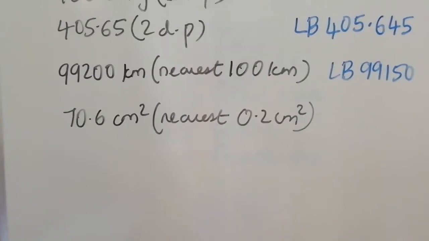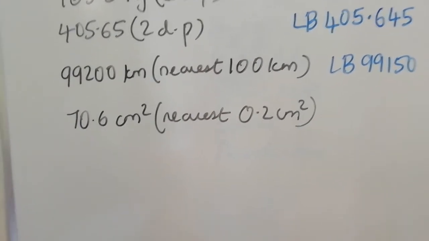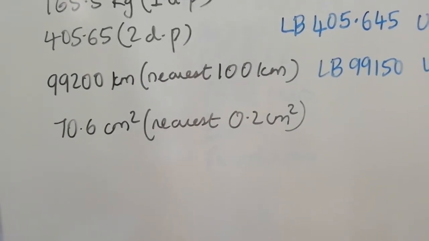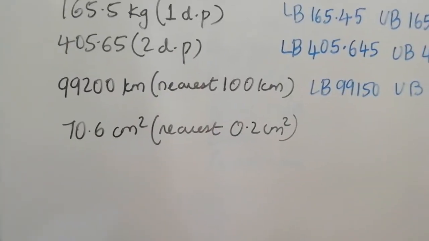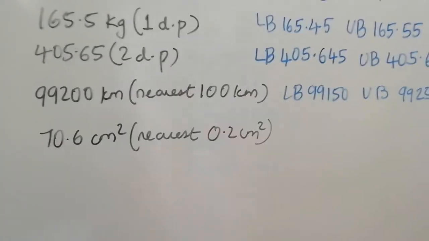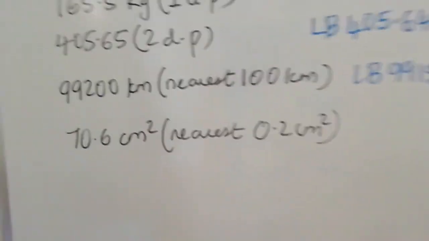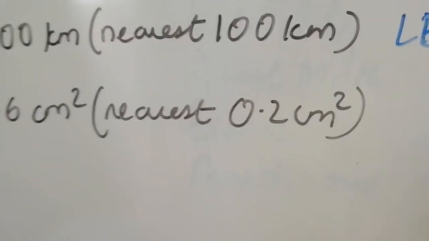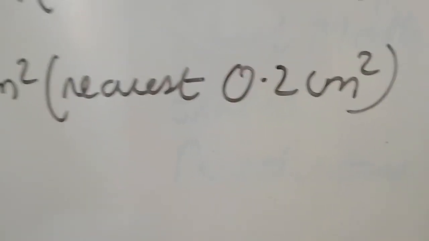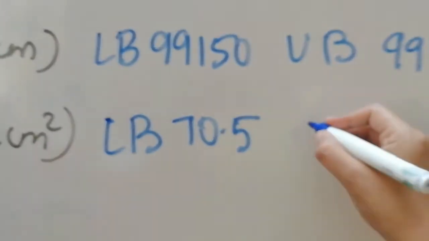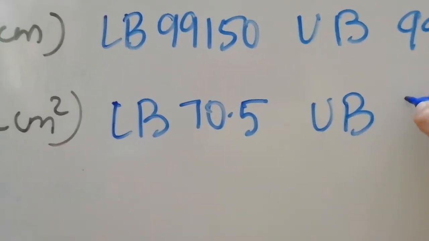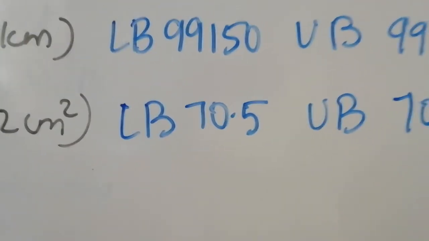Similarly, 70.6 centimeters squared, nearest 0.2 centimeters squared. Whenever nearest comes, you will split it into 2 parts, that is 0.1 for lower bound and 0.1 for upper bound. So your lower bound will be 70.5 because it is minus 0.1, and your upper bound will be plus 0.1, so it is 70.7.